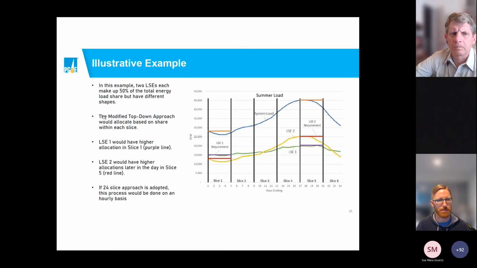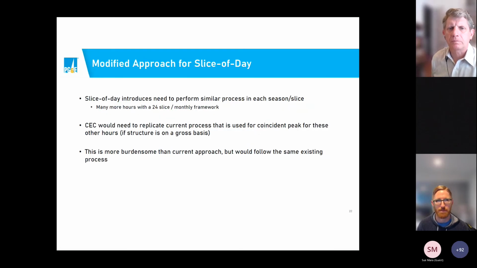And just in terms of the terminology, we are calling it modified top-down, but really that modification is just allocating it out to additional hours. So Sue, you were right on that. Yeah, I think of what we have now as kind of a hybrid of top-down and bottoms-up, because we have the IEPR as the top control total, but we do allow LSCs to submit their individual forecasts, and then there's a reconciliation process.